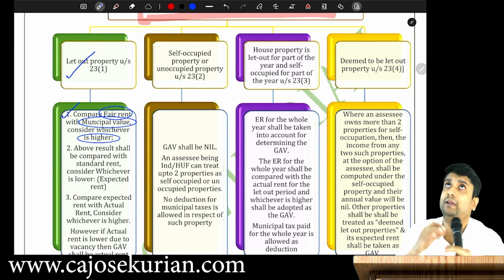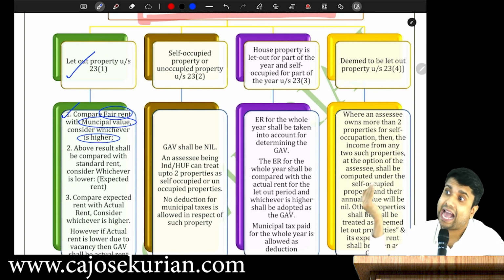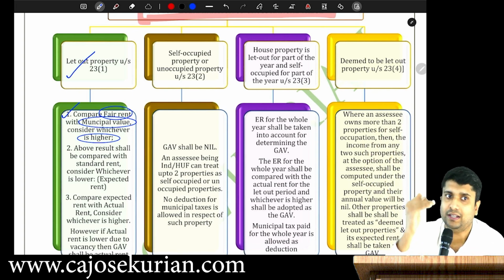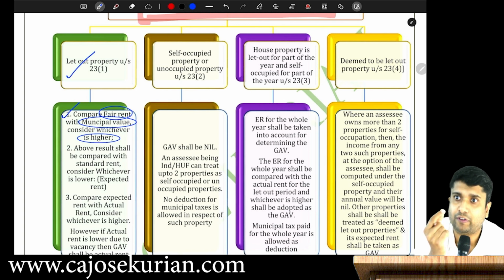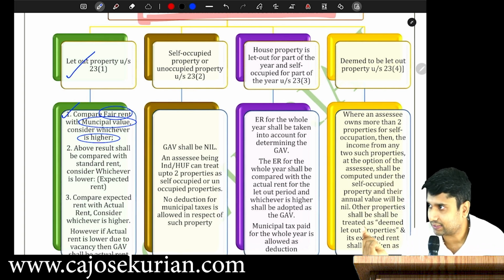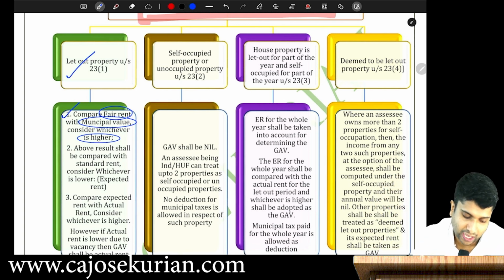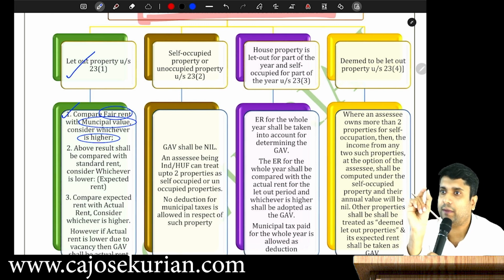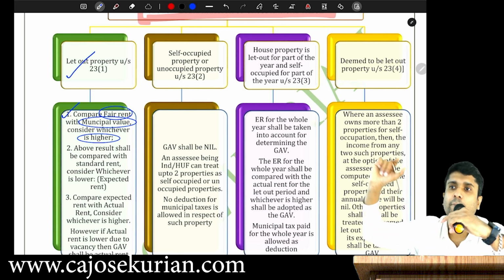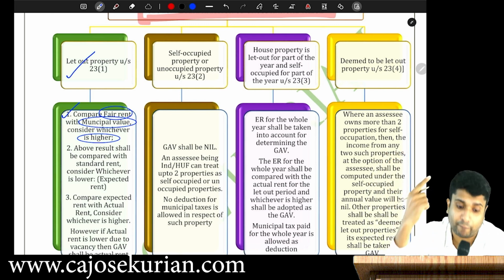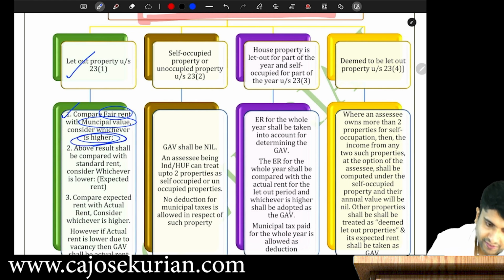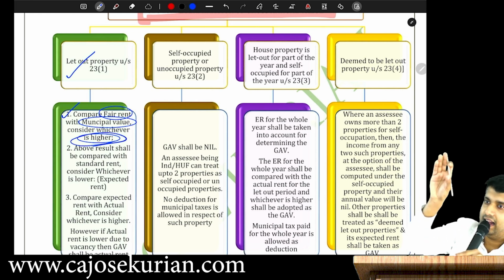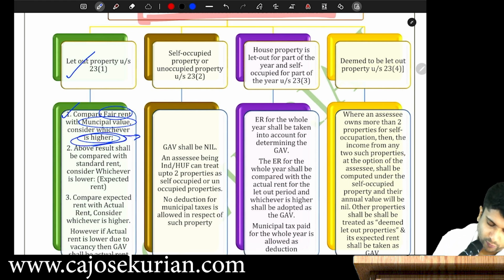Municipal value doesn't mean the total value of the property. It is the annual value of the property determined by the municipality. On that annual value, you have to pay a percentage as the municipal taxes. So you need to go and check how much is the municipal value, that means another annual value of the property. So compare the fair rent and municipal value and pick the higher. That is step number 1. Then what is step number 2?